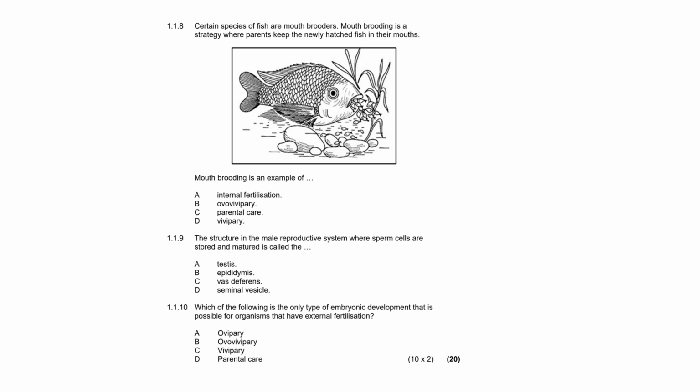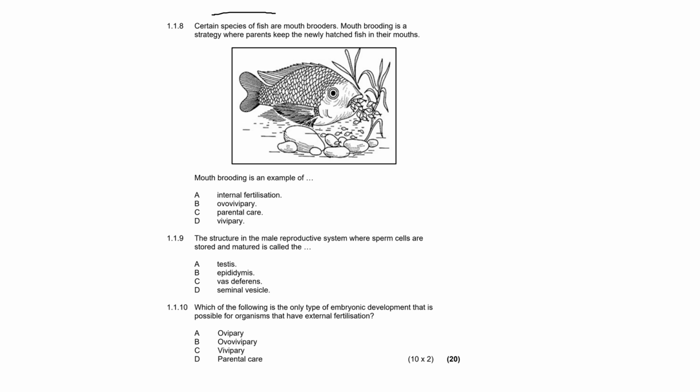So now we're going to a different topic, which will be mostly about development. I've been told that we've got different species of fish which are called mouth brooders. Mouth brooding is a strategy where the parents keep the newly hatched fish in their mouth. Okay, that's interesting. I'm just curious for how long. Is it going to be 6 months or 1 week or 2 days? So they keep the newly hatched fish in their mouth.